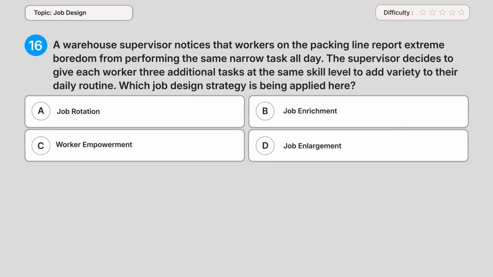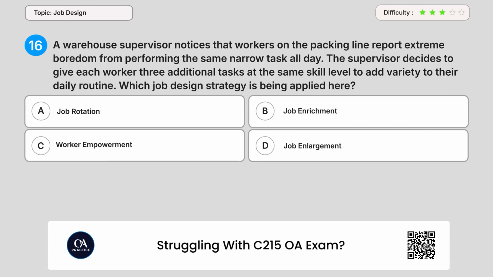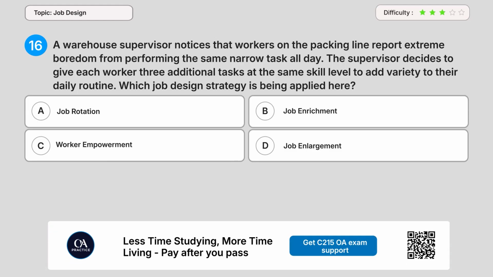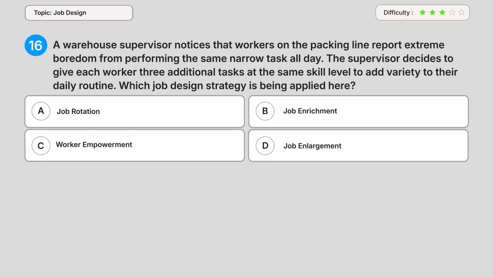16. A warehouse supervisor notices that workers on the packing line report extreme boredom from performing the same narrow task all day. The supervisor decides to give each worker 3 additional tasks at the same skill level to add variety to their daily routine. Which job design strategy is being applied here? A. Job rotation. B. Job enrichment. C. Worker empowerment. D. Job enlargement.